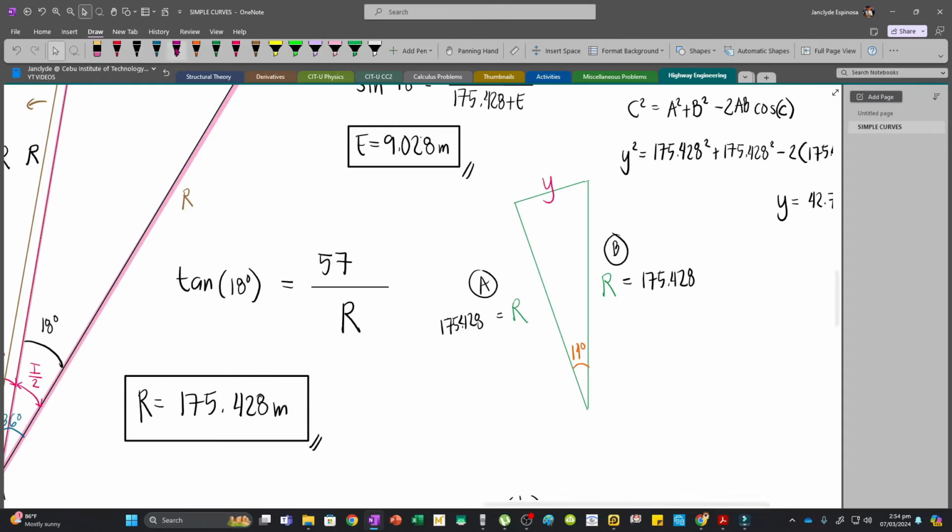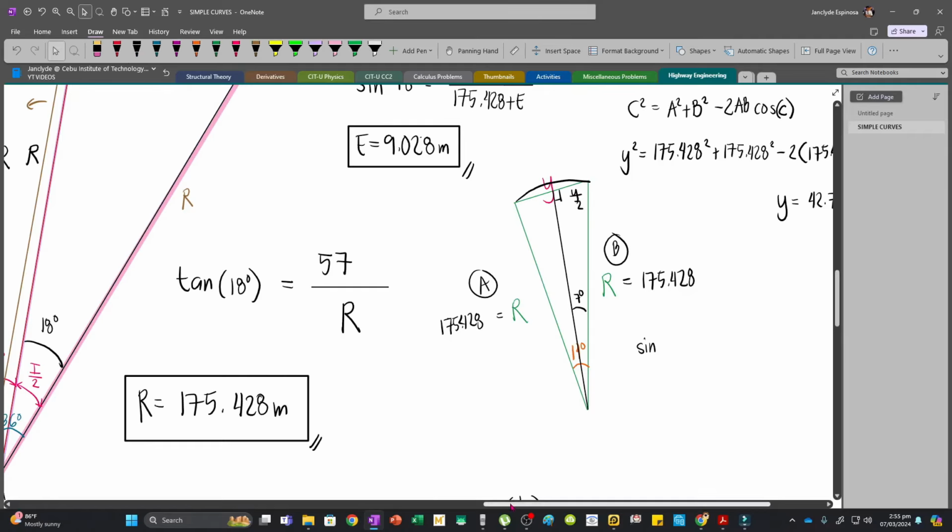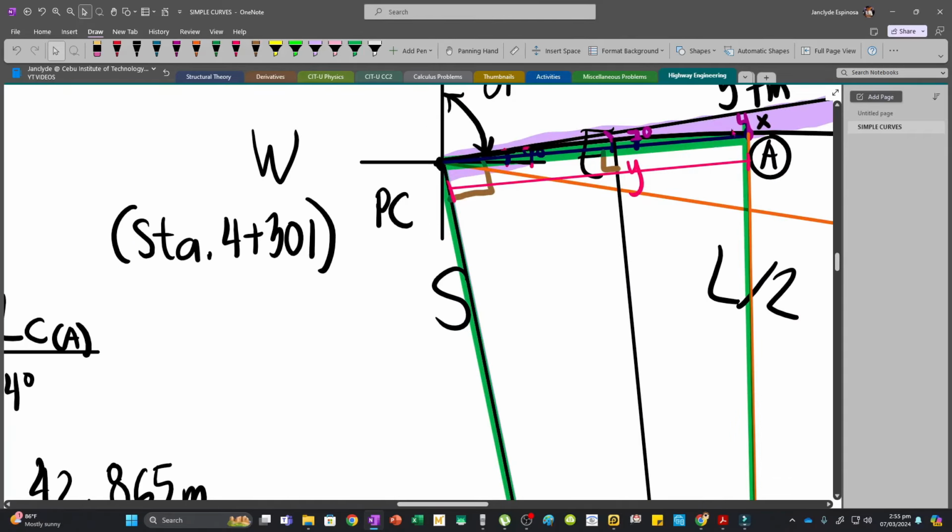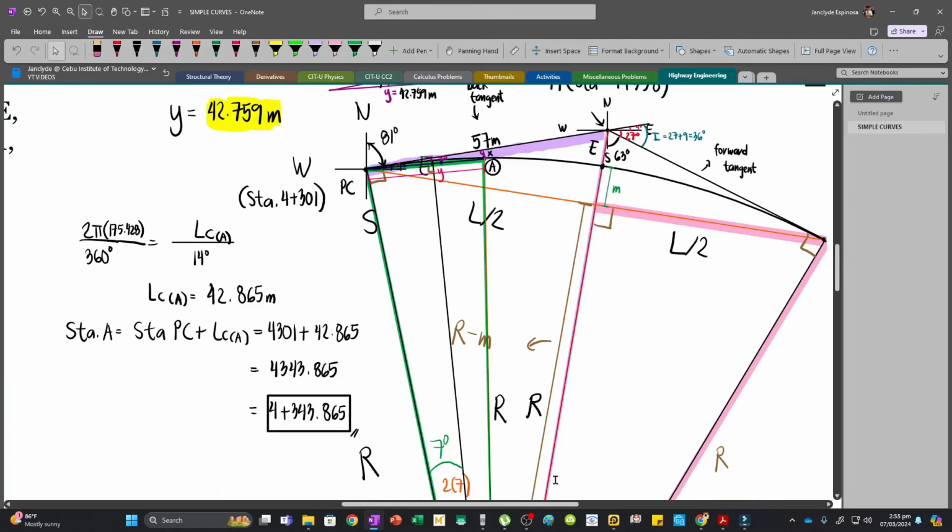Now by the way, to solve y, you have this alternative. You can divide this, and then this will be 7 degrees, and this distance will be y over 2. And this is just perpendicular. Essentially, this will be our chord, because this is actually a curve. If you look at our figure, this is the chord, and this is our curve. So that's just a chunk of our simple curve.